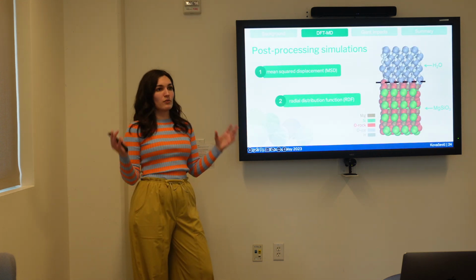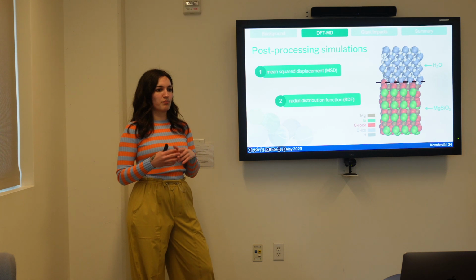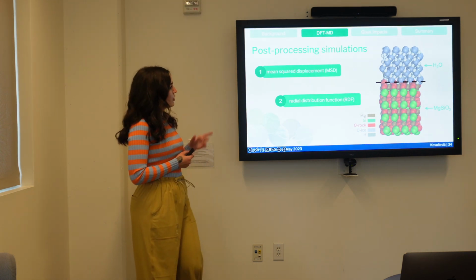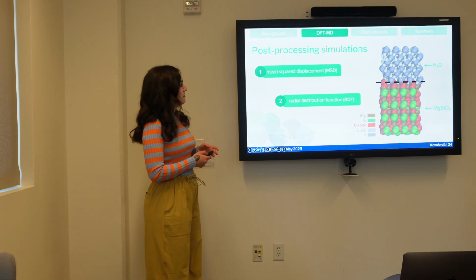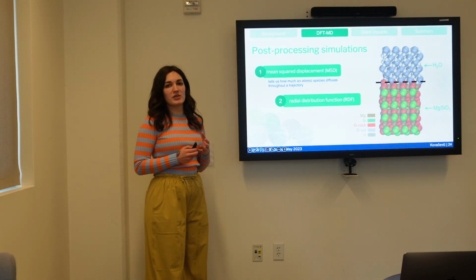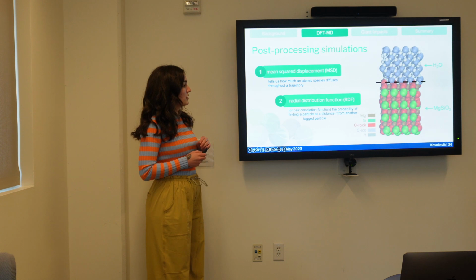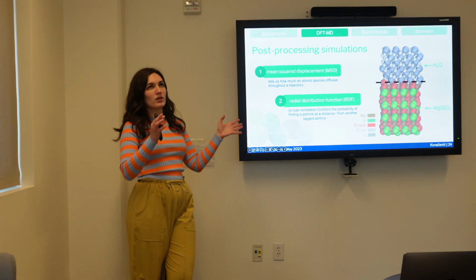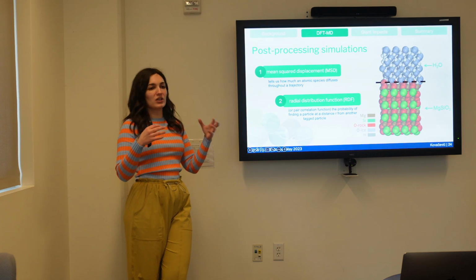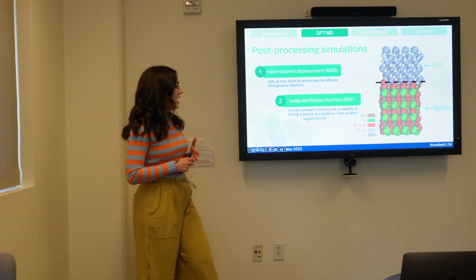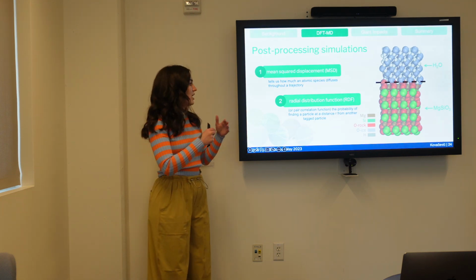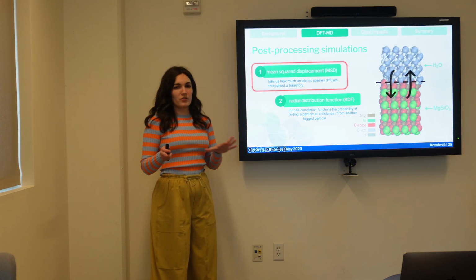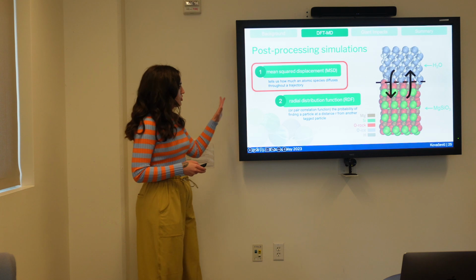Once I run all these simulations, we have to post-process them, and we do that in two pretty simple ways. We're going to look at the mean square displacement, which tells us how much an atomic species diffuses throughout the trajectory. And then we can also look at the radial distribution function, or you might have heard the term pair correlation function. They mean the same thing. It's the probability of finding a particle at a distance r from another particle. For the brevity of this presentation, we'll just look at the MSD.